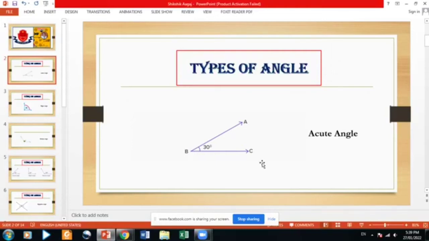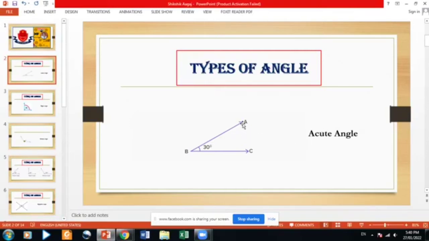One more thing I want to revise: the unit of measuring an angle is degree. Even radian is another unit, but it is in higher classes. It is more useful in engineering mathematics. In our school or secondary education, we know the unit of measuring an angle is degree.